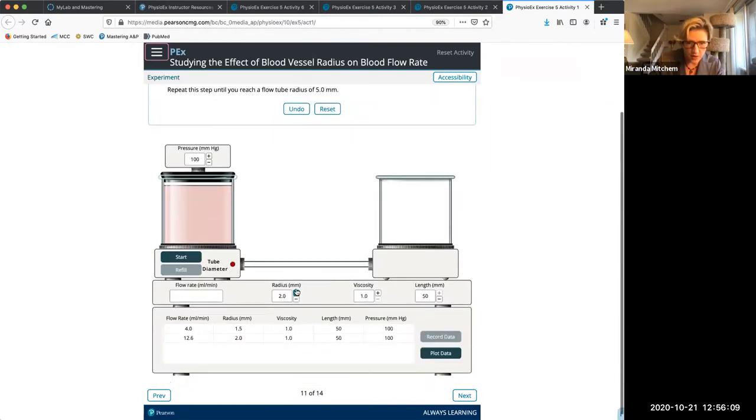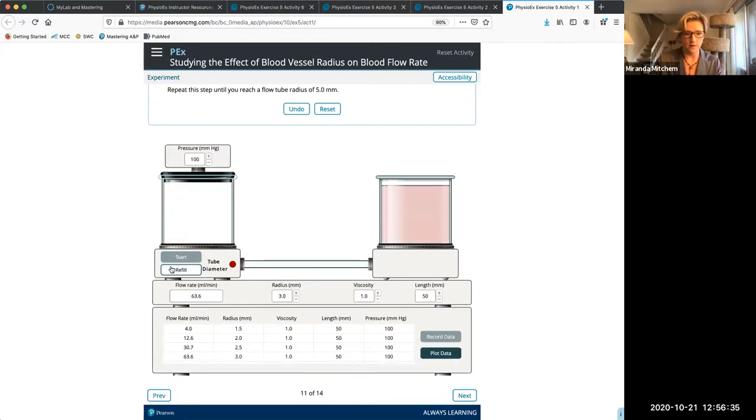So let's go ahead and go to 2.5. Start. Much faster. Record our data. Got it. And now we're going to refill. So we went up to 30.7 mils per minute. Now we're going to go to a radius of 3. Record the data, refill. Now we're at 63.6 mils per minute, 3.5.